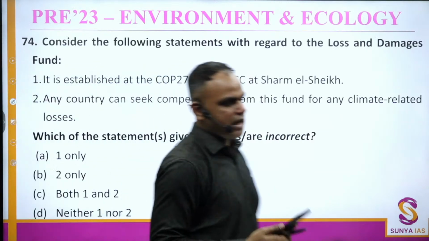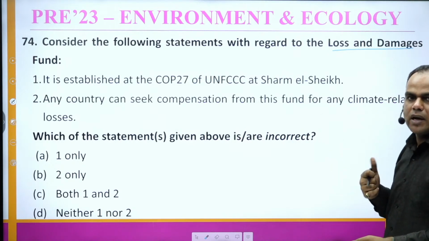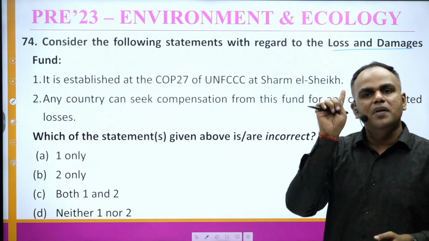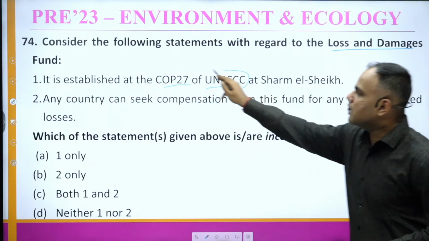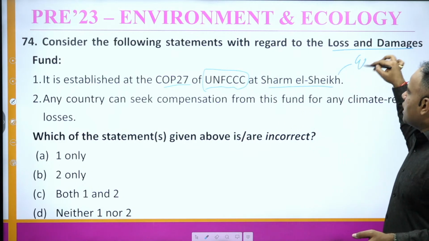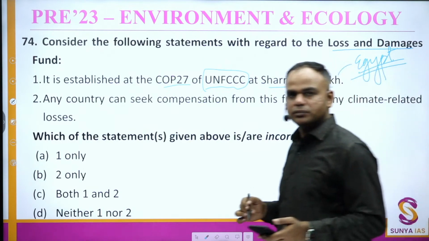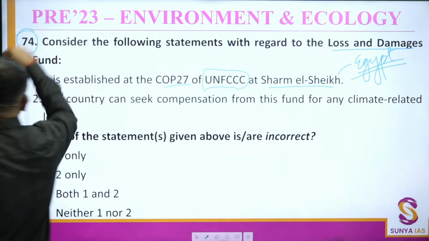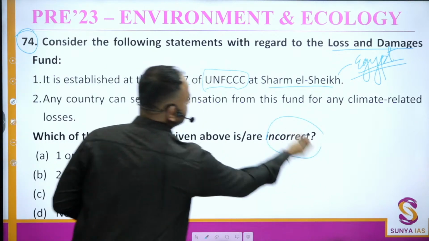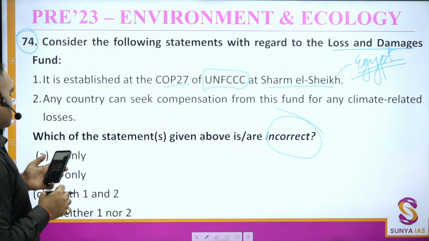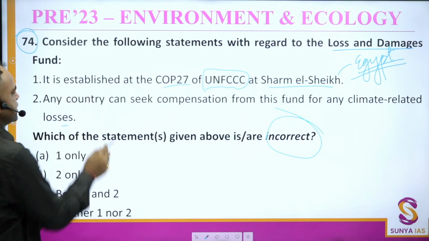Next is a very important theme or concept. This is the loss and damage fund. The loss and damage fund has been created for the first time in COP27. COP27 happened under UNFCCC at Sharm el Sheikh in Egypt. So number one thing is the loss and damage fund that you need to know. Question number 74. So this is true. Second, the question is asking you what is incorrect. Any country can seek compensation from this fund for any climate related losses.